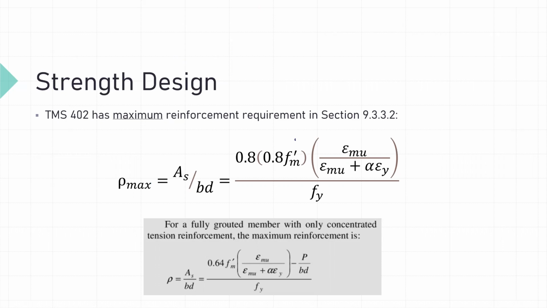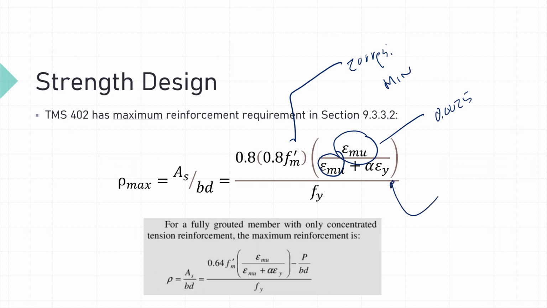So our f'm, again, is going to be 2000 psi minimum. Our strain in our masonry is 0.0025 for concrete masonry, 0.0035 for clay masonry. So we know what those are. Again, our strain in our steel is going to be 0.00207. Alpha in this case is 1.5 out of section 9.3.3.2. And our yield stress here is going to almost always be 60,000 psi.